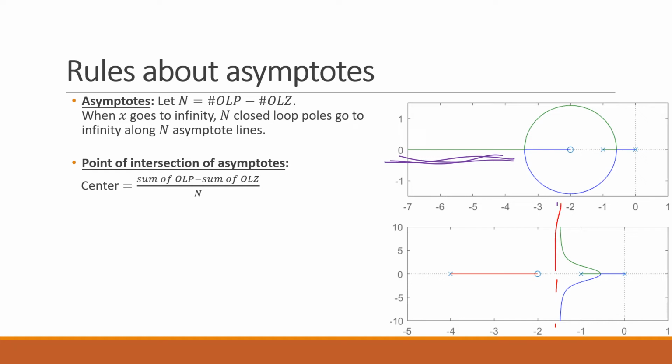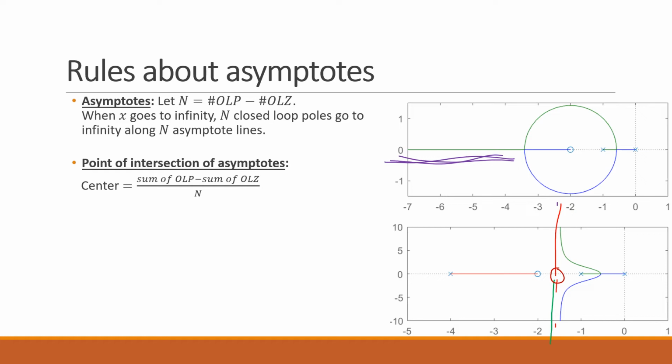One is this vertical line, and the other asymptote is the downward vertical line. Both these asymptotes intersect at a special point on the real axis, and that's the center of asymptote. To find it, let's apply the formula.